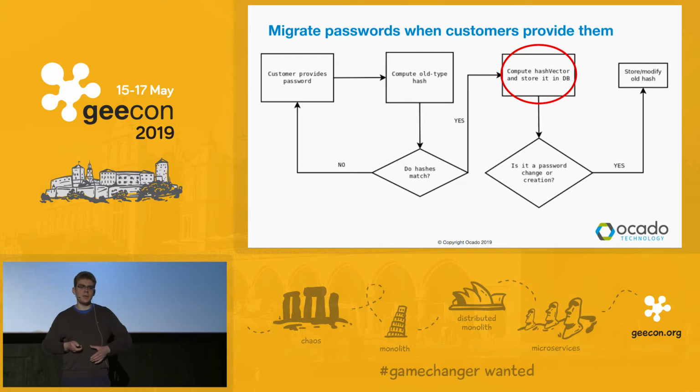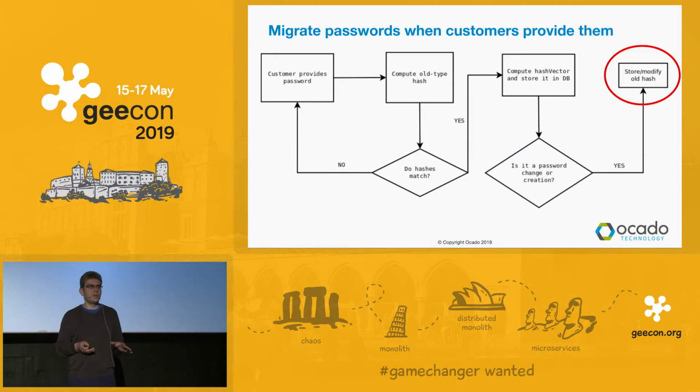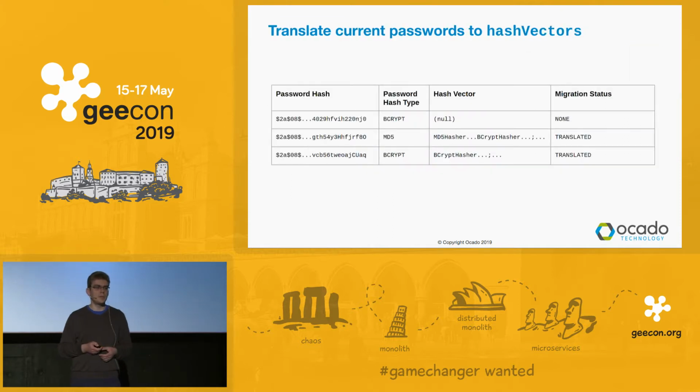We store it in the database, and in a case of a password change or creation or user registration, we also need to store and modify the old hash. And this is also very important. This is because we absolutely need to have a backout possibility. If anything goes wrong with our release, we just absolutely need the possibility to go back to the old hashes, and they need to be updated. We don't want to just put customers through the process of resetting passwords or anything else. We don't want them to feel anything bad. So this is important. All right.